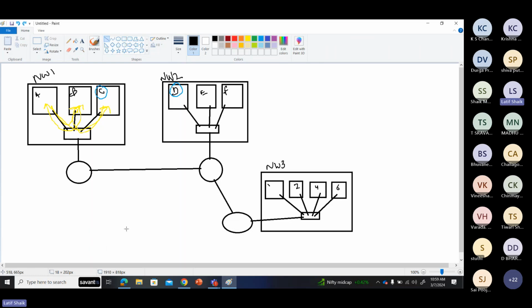I'm adding a connection like this. You can have a connection like this or may not. No problem, but just for our understanding, there is a connection. Now our C is able to communicate like this. First of all, it will go to the device like this.